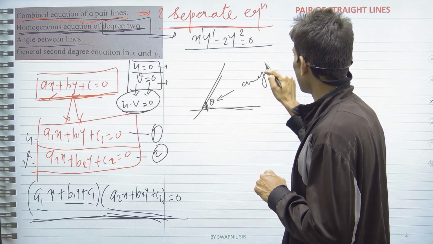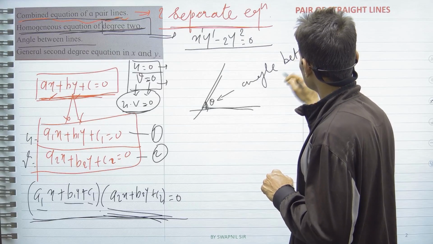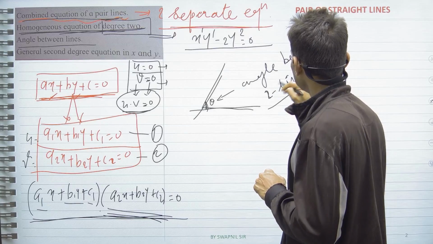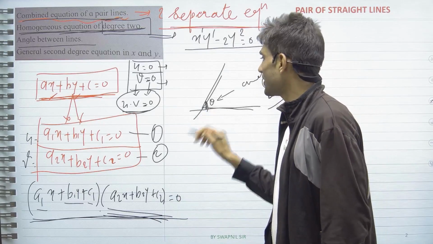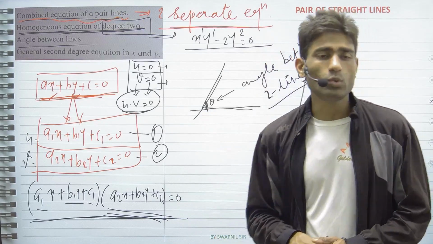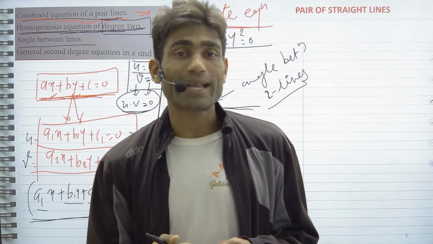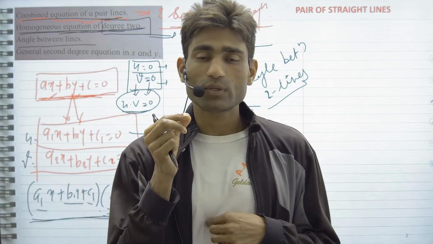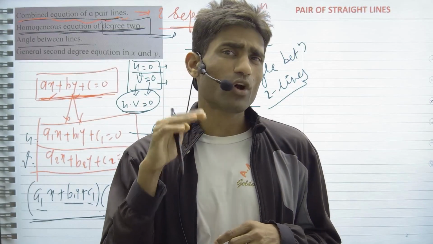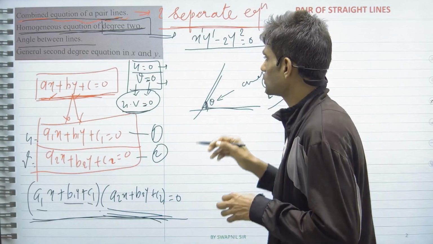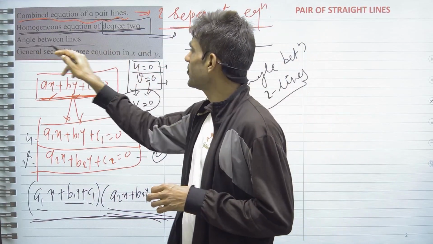This one is the angle between two lines. So this theta we consider as the angle between two lines. For finding the angle between two lines, at least we need one or more than one point which intersect in our lines. So we consider it as the angle between two lines.